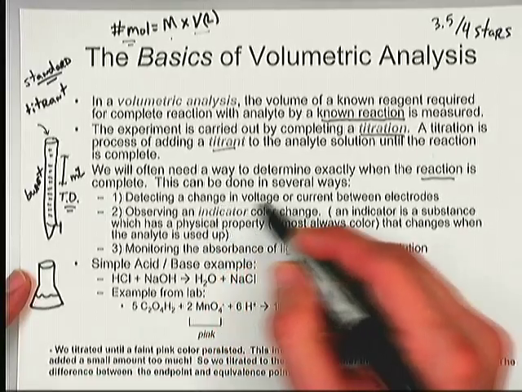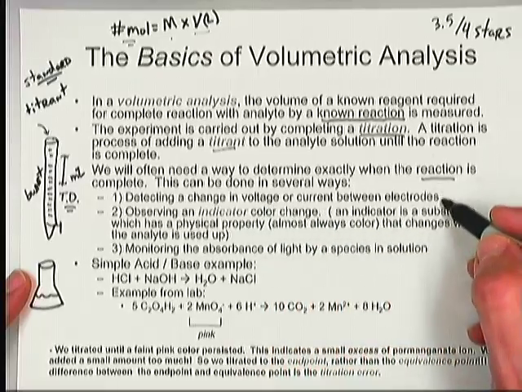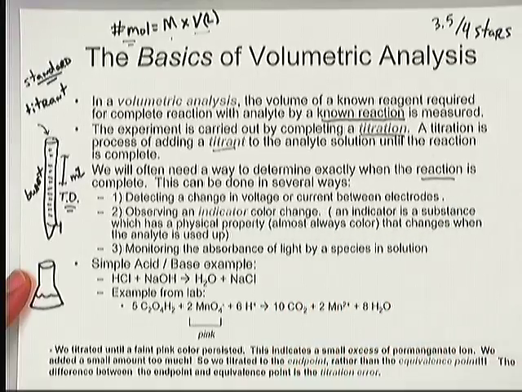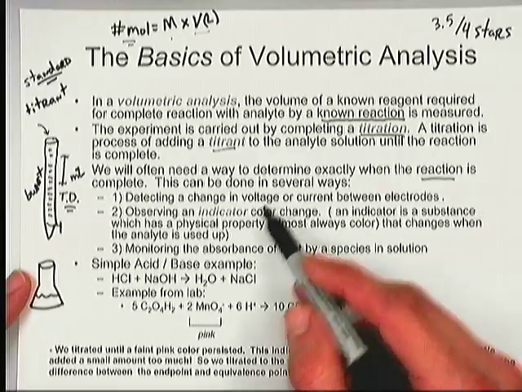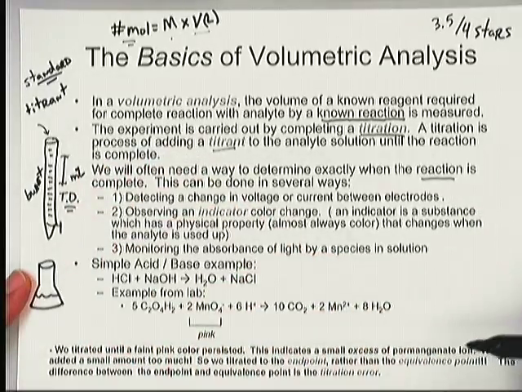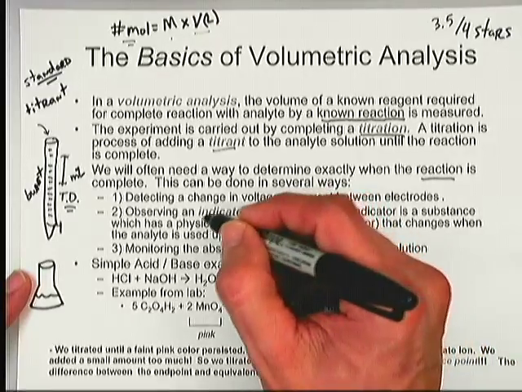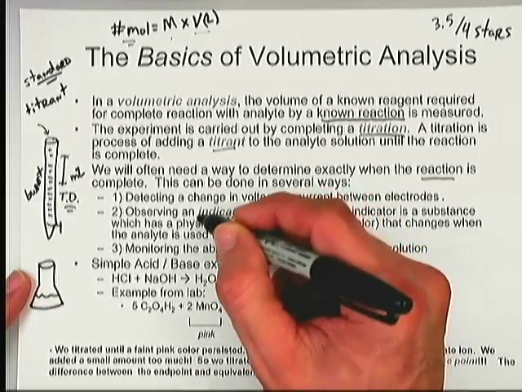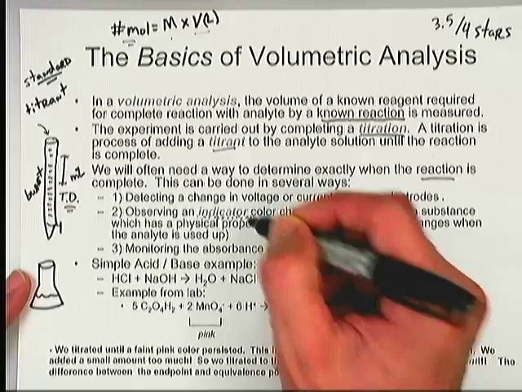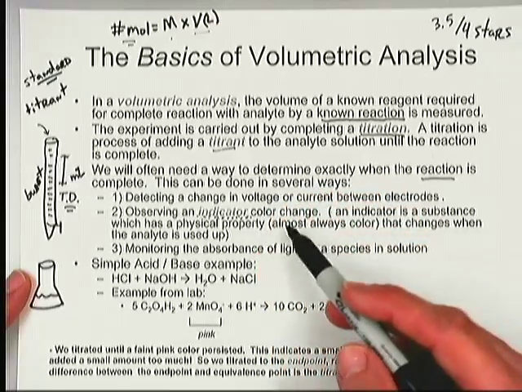Well, we can detect a change in voltage or current between electrodes, perhaps. If you have a pH meter in the lab that you use, you're really sensing a change in voltage on the probe that's placed in the solution. That's one way you can detect the endpoint. A more familiar way, perhaps, or common, just because it's a little bit lower cost, is use of an indicator compound to detect the color change.